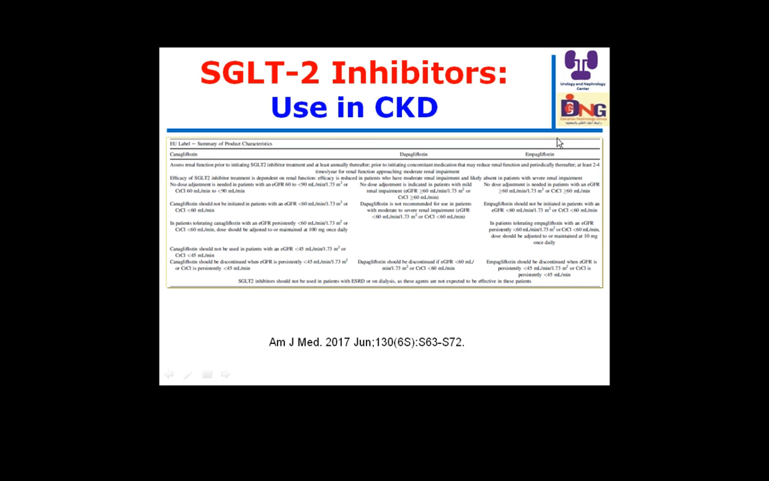For empagliflozin, no dose adjustment if estimated GFR is above 60 ml per minute. EMPA shouldn't be initiated in patients with estimated GFR less than 60. In patients tolerating EMPA with estimated GFR less than 60 or creatinine clearance less than 60, the dose should be adjusted or maintained at 10 milligram. This is the lower strength of the class. EMPA should be discontinued when estimated GFR is persistently less than 45 ml per minute or creatinine clearance is less than 45 ml per minute.